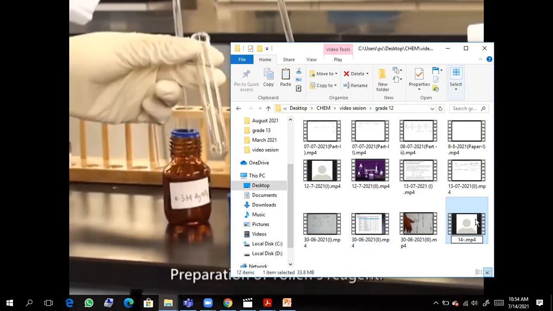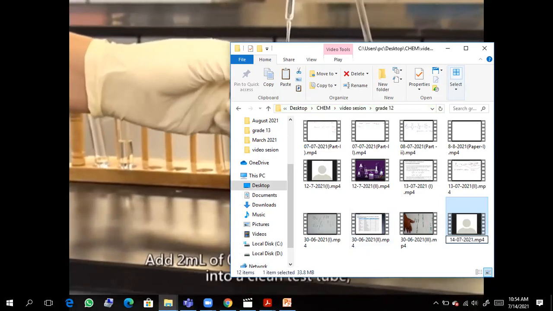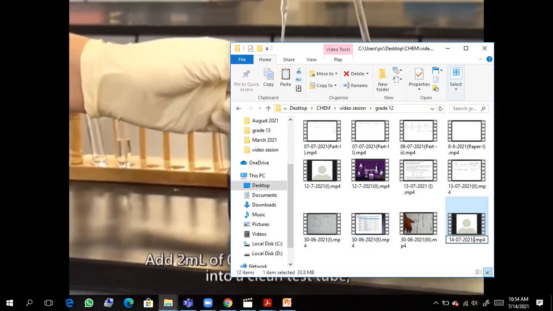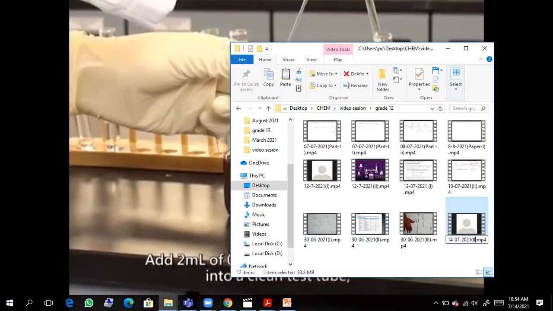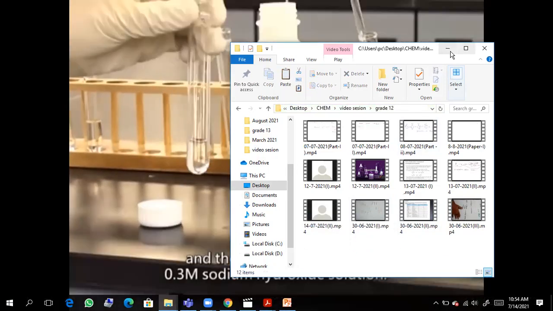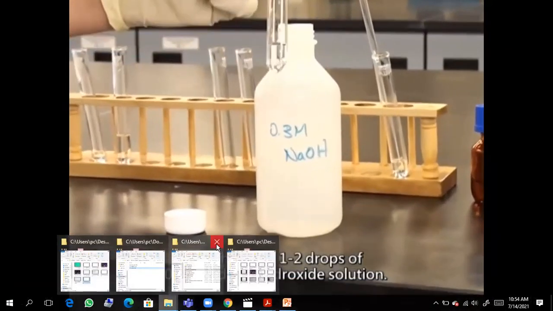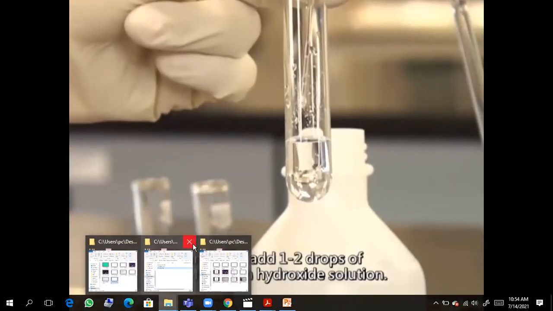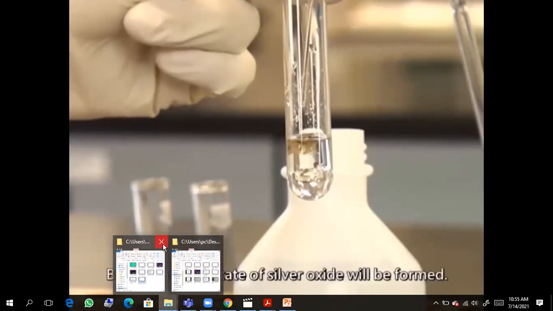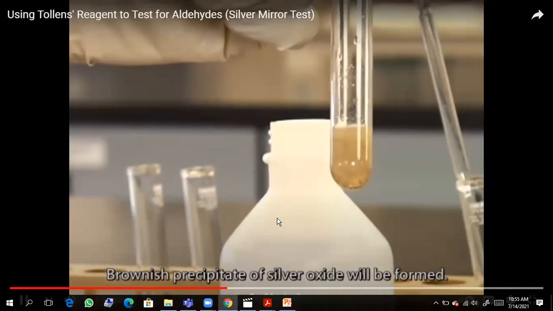Preparation of Tollens reagent. Add 2 ml of 0.3 molar silver nitrate solution into a clean test tube. And then add 1 to 2 drops of 0.3 molar sodium hydroxide solution. Brownish precipitate of silver oxide will be formed.